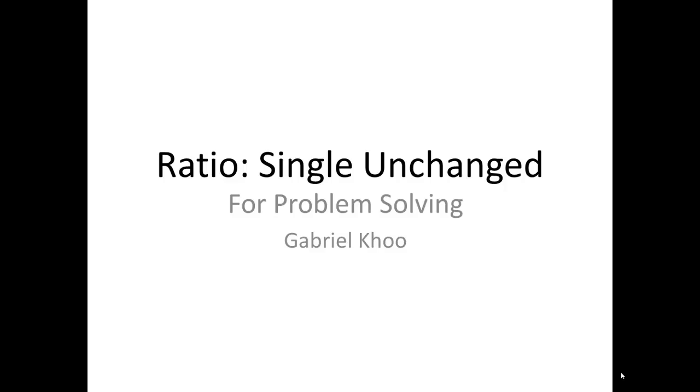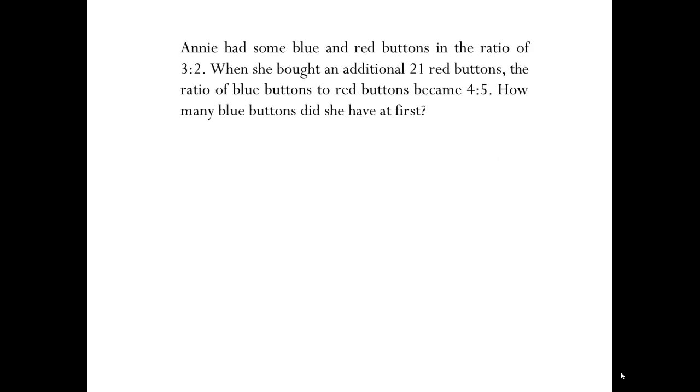In this video, I'm going to show you how to solve a ratio single unchanged problem using ratio models. Let's get started. Annie had some blue and red buttons in the ratio of 3:2. When she bought an additional 21 red buttons, the ratio of blue buttons to red buttons became 4:5. How many blue buttons did she have at first?